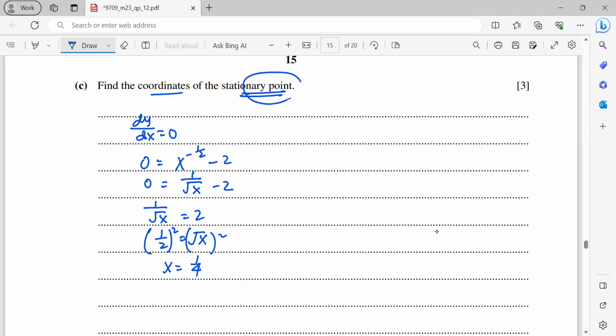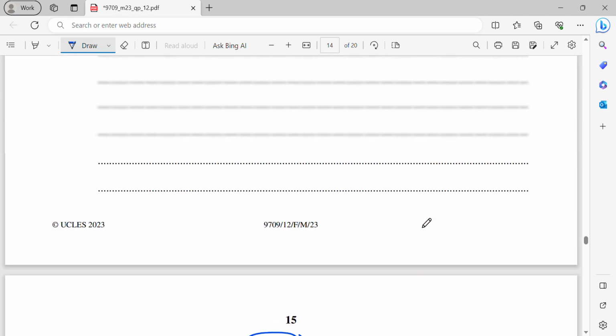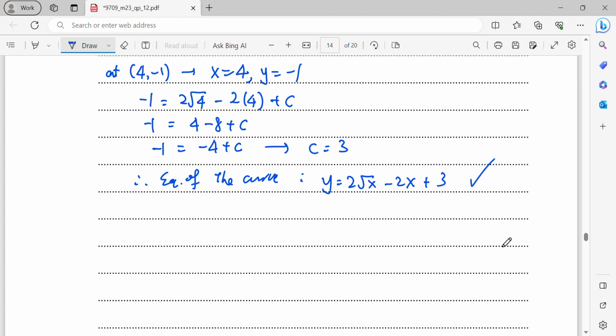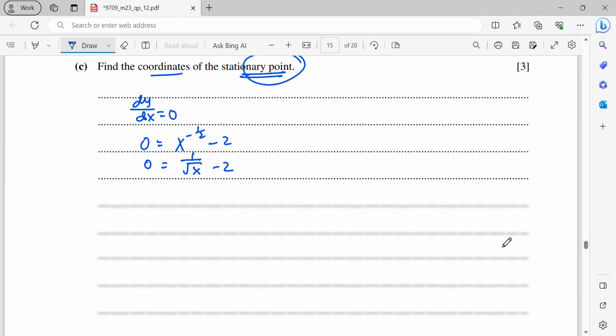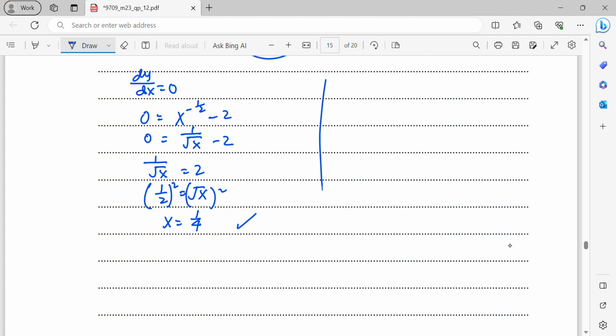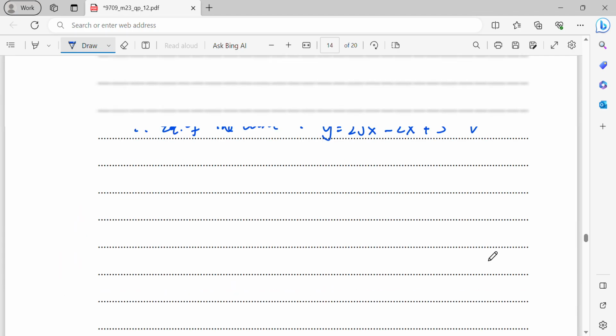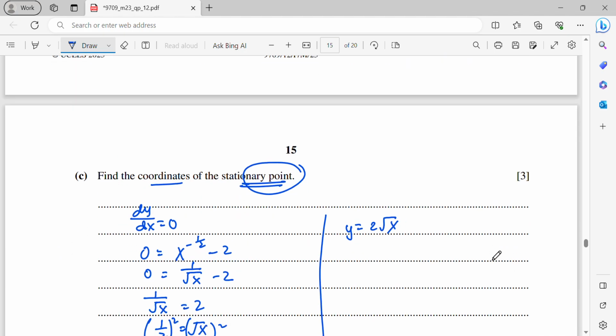Okay, because when you look at the question, stationary points means 1 point. Then I will just need to get 1 x. Once you have found the x, to get the y coordinate, just substitute back into your curve equation. So y equals 2 square root x minus 2x plus 3.